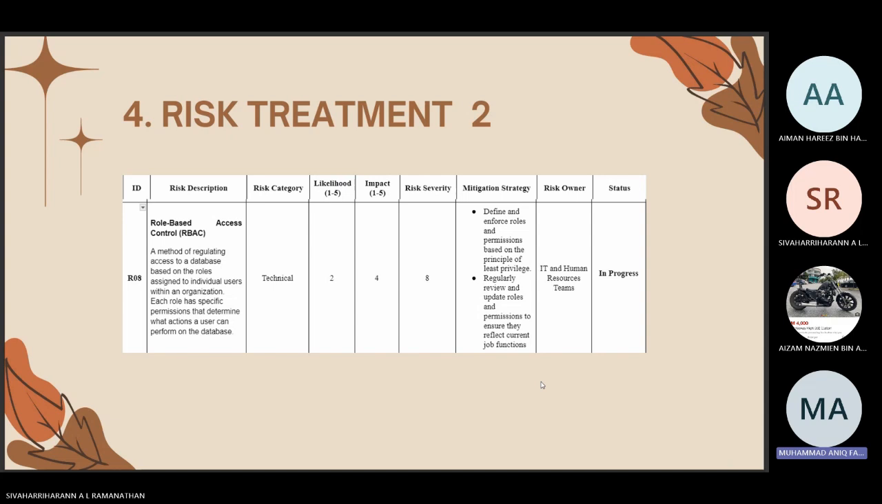The mitigation strategy is to define and enforce role permissions based on the principle of least privilege, and permissions to match current job function and responsibilities. Resources required include collaboration between IT and human resource teams, and the responsible party is both teams. The timeline is ongoing with regular updates, and the status shows this countermeasure is in progress. Next.